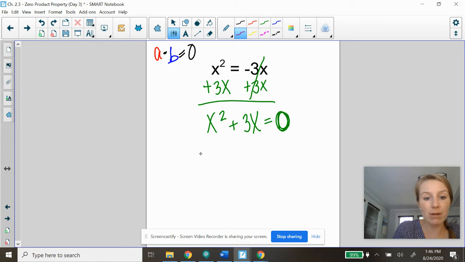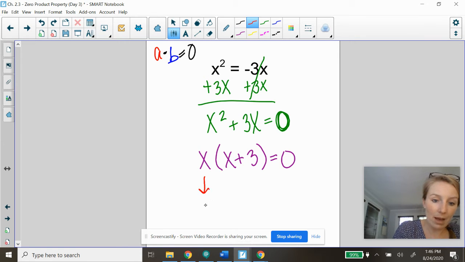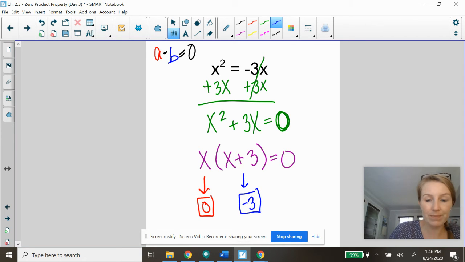Now I'm going to undistribute. They both share an x, so I'll take out x, and I'll be left with x plus 3 inside my parentheses. Now, I know my red triangle is going to get me to a solution of 0, and my blue box will get me to a solution of negative 3.